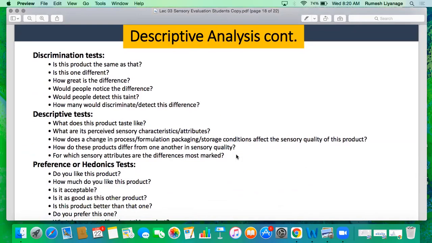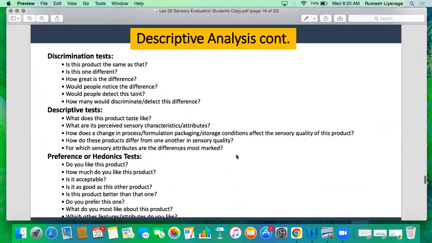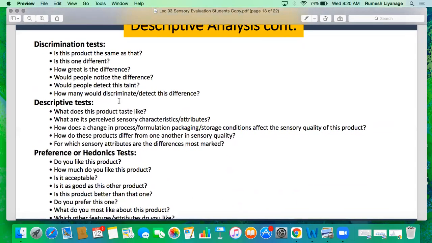And the summary here, right? Discrimination tests we have discussed. Descriptive tests we have discussed. Hedonic tests we have discussed. So by using this summary, using these questions, you can easily understand the differences between these 3 methods.